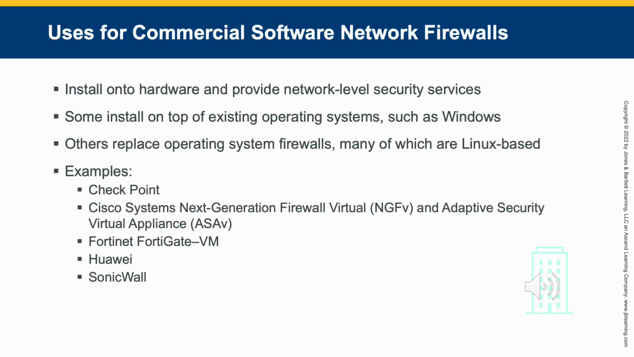Use of commercial software network firewalls. You install them onto the hardware and they provide network level security services. Some install on top of the existing operating systems, such as Windows. Others replace the operating system firewall, many of which are Linux-based. Examples: Checkpoint, Cisco Systems Next Generation Firewall, Fortinet, which is FortiGate and is a VM, Huawei, and SonicWall.